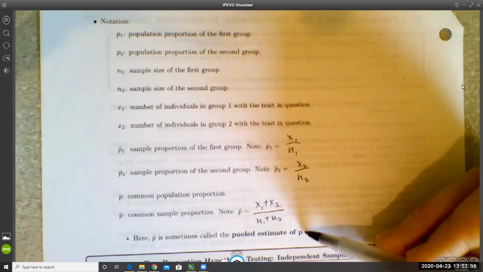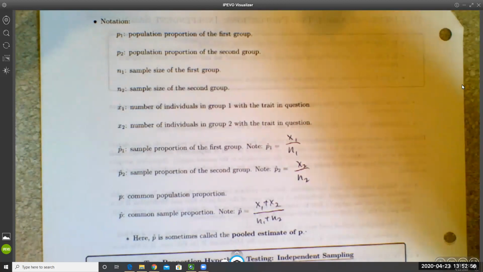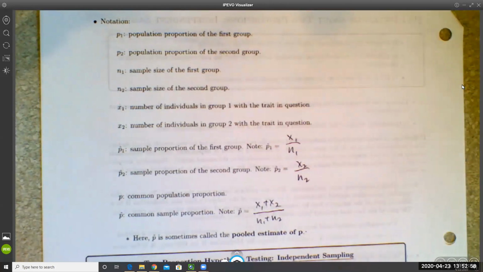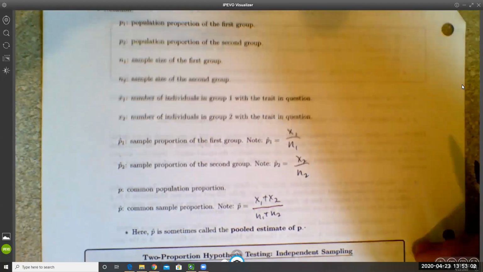And this is sometimes called the pooled estimate of P. I just mentioned that in case you have a homework problem that asks you to calculate the pooled estimate of P. Honestly, I'm never going to ask you to do that on a test or a quiz, but anyway.